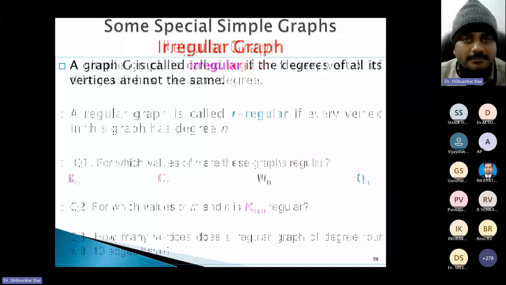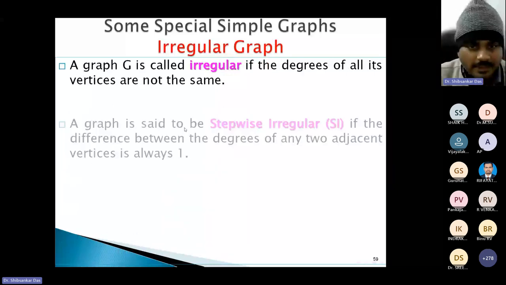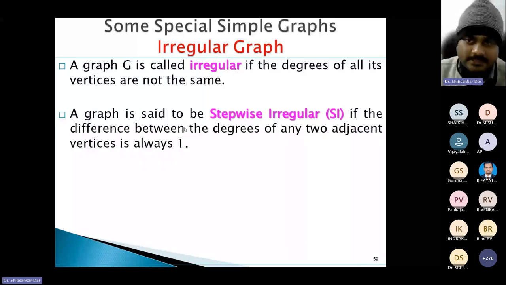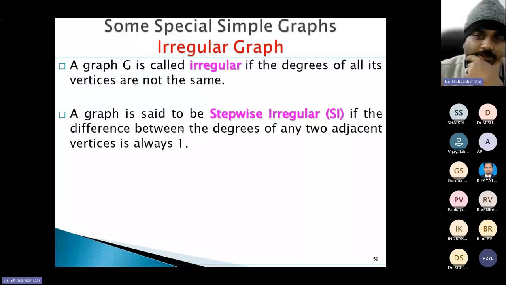An irregular graph: if all the degrees of the vertices are not the same, it's called an irregular graph. There is the idea of a stepwise irregular graph, which came very recently. A stepwise irregular graph means the difference between the degrees of any two adjacent vertices is one.